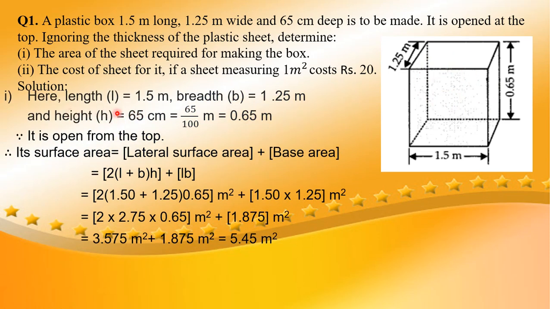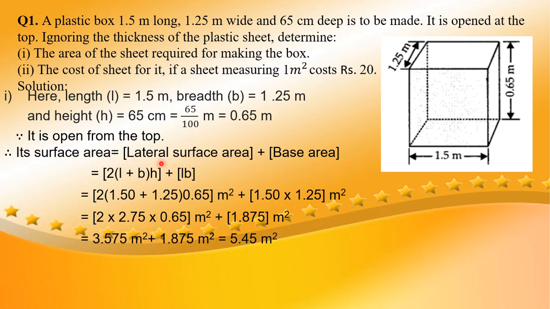As given, the length is 1.5 meter, breadth is 1.25 meter and height is given as 65 centimeter. So it should be converted into meter, as all the dimensions should be in the same unit. So this 65 centimeter we convert into meter as 0.65 meter.